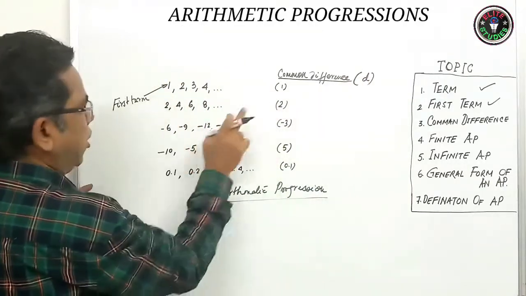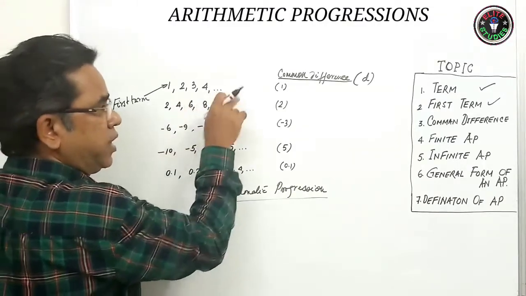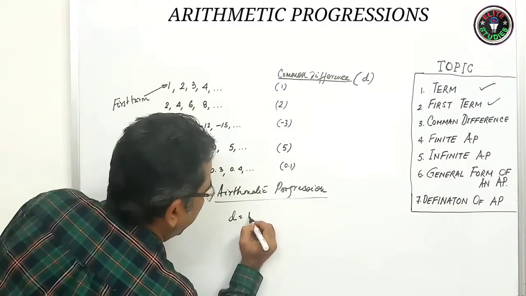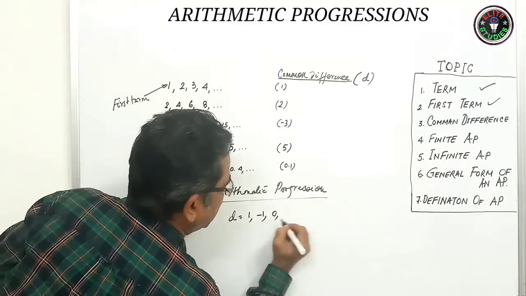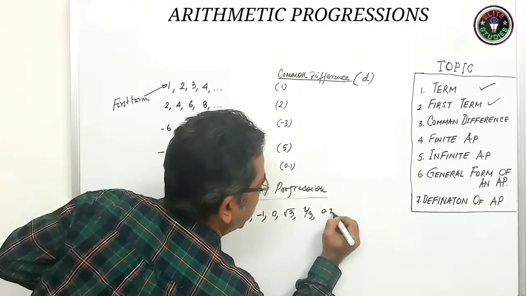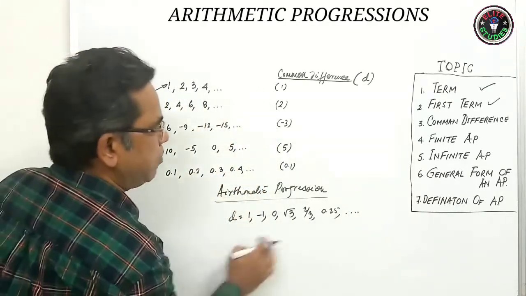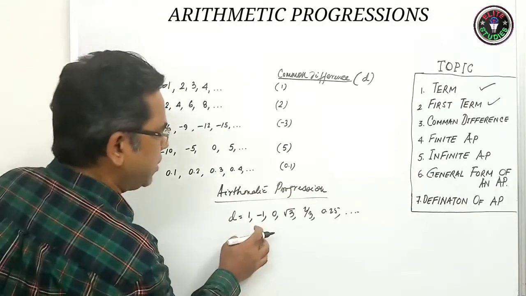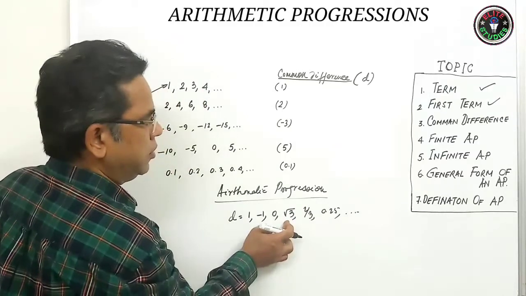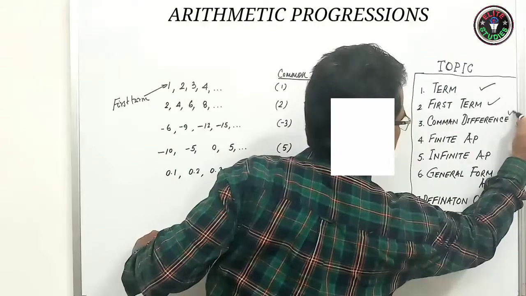Common difference is nothing but the number which is added to a term to get the succeeding term. The example of d can be 1, it can be -1, it can be 0, it can also be √3, it can be 2/3, it can be 0.25, like this. It can be any real number. It may be plus, it may be minus, it may be a fraction, a decimal, or irrational. d can be anything. So you have understood the common difference.